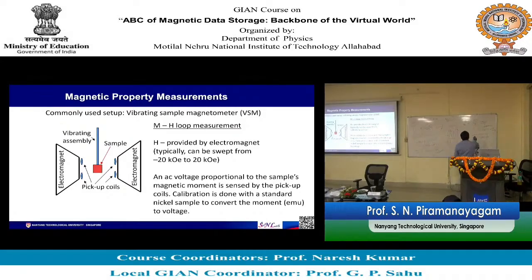Okay, so, EMU is a magnetic moment. So, if you want to measure magnetization, we have to divide the EMU by either volume or weight, mass of the material. Okay. So, in VSM we usually measure the magnetic moments in micro EMU or milli EMU, nano EMU kind of thing.